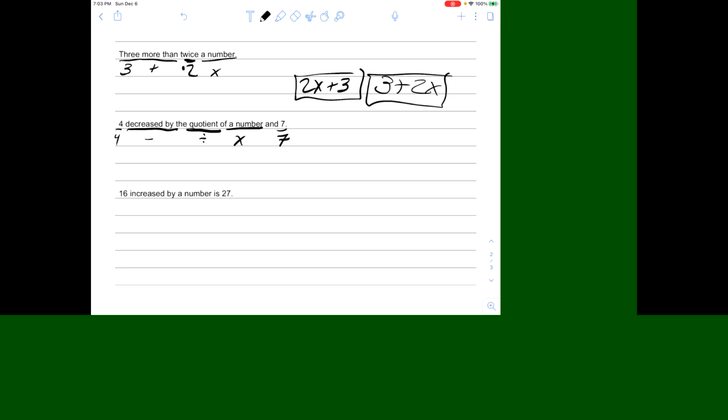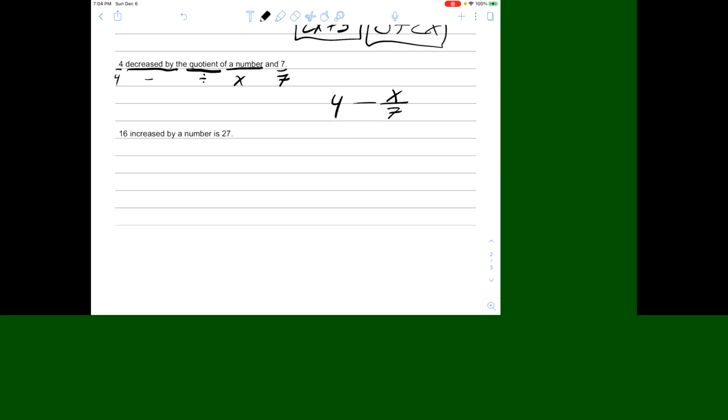Okay, so the quotient of a number and 7, that means I'm going to have x divided by 7. Remember, a fraction bar can also mean division. And then 4 decreased by the quotient. So that leads me to believe that 4 is my first number. I'm decreasing 4 by something. So 4 is my number in front. And I end up with 4 minus x over 7.